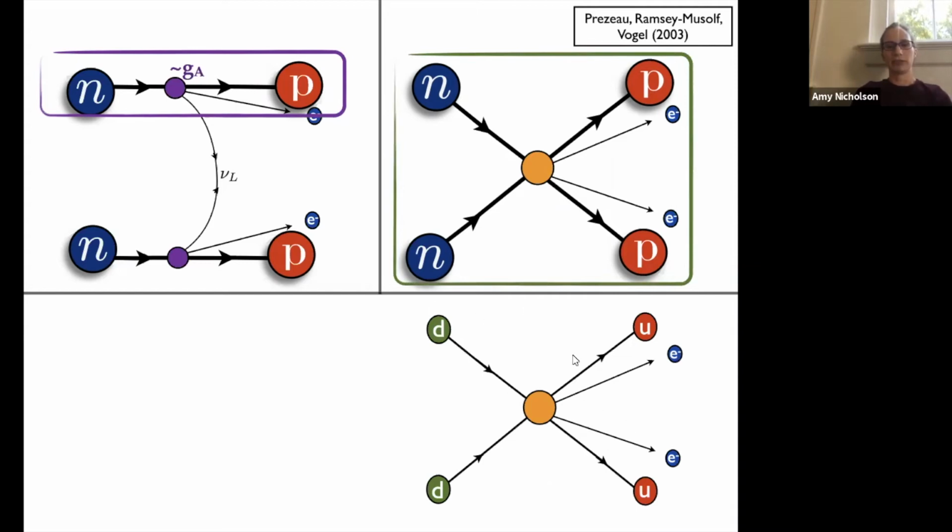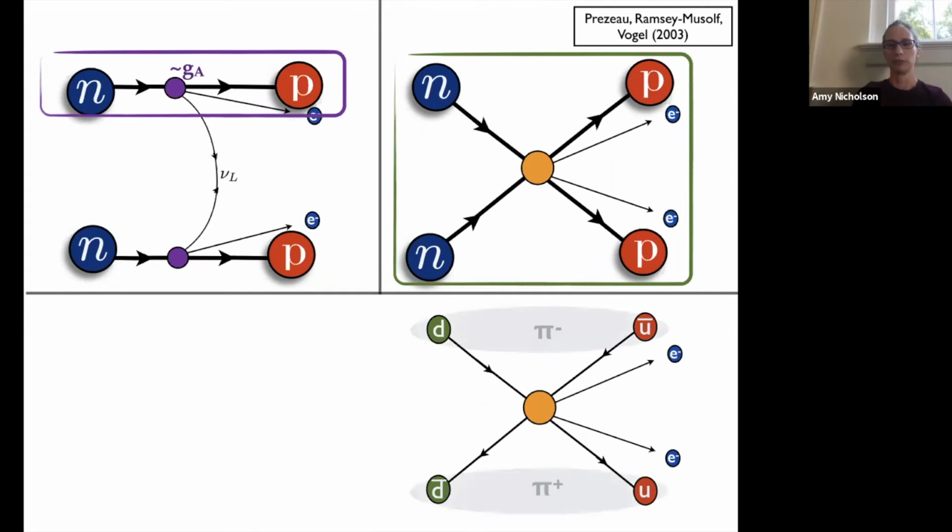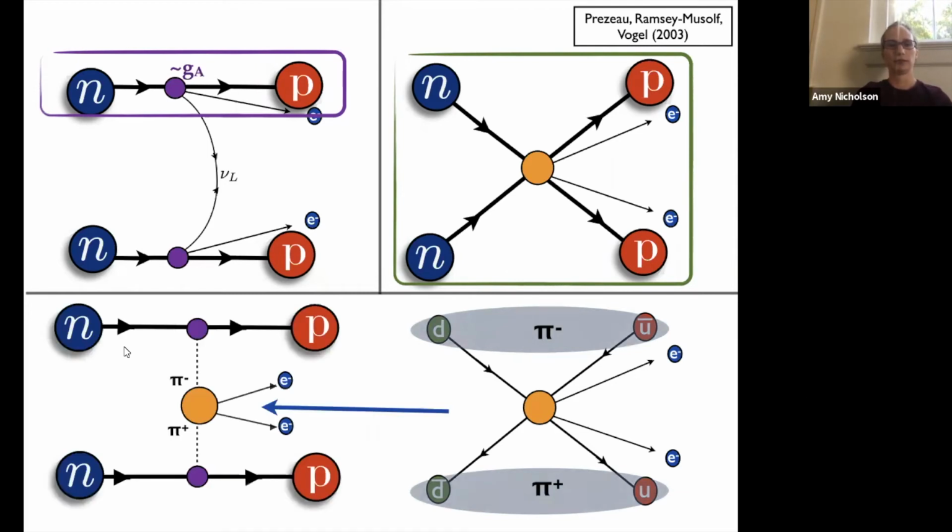So this is the same diagram I had just a moment before. I can reverse the direction of two of these particle propagations and turn them into antiquarks. I haven't done anything here. This is the same diagram. But now when I zoom out to hadronic scales, it looks like I have quark antiquark pairs, which hopefully you remember, combine to form mesons. So this picture looks like a pi minus undergoing double beta decay and turning into a pi plus. And this can be embedded into a two neutron goes to two proton diagram in the following way.